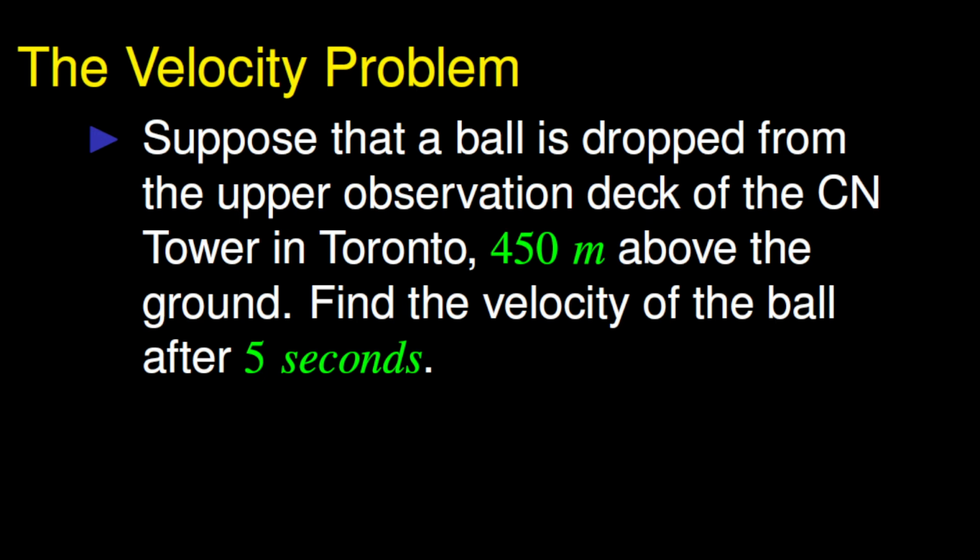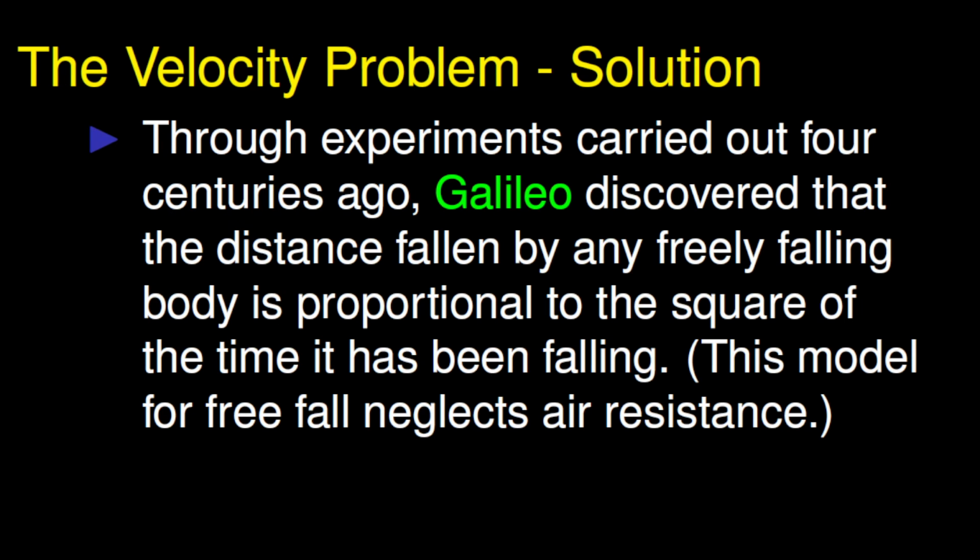We start with the classical freely falling body problem. Suppose that a ball is dropped from the upper observation deck of the CN Tower in Toronto, 450 meters above the ground. Find the velocity of the ball after 5 seconds. Through experiments carried out 4 centuries ago, Galileo discovered that the distance fallen by any freely falling body is proportional to the square of the time it has been falling. This model for free fall neglects air resistance.